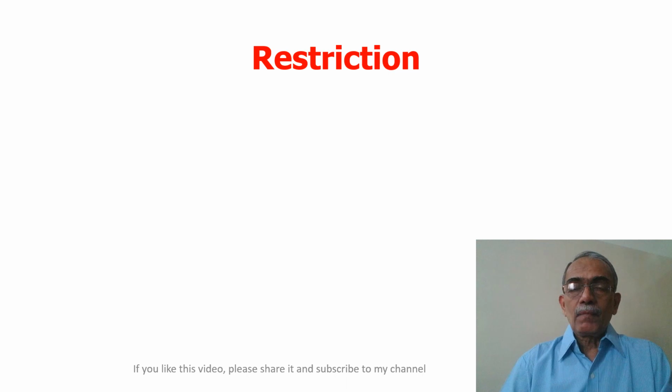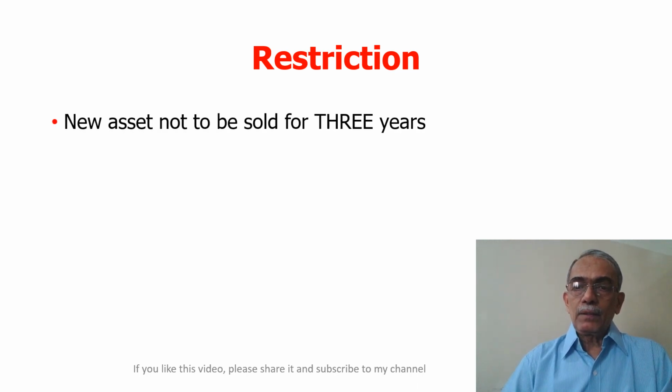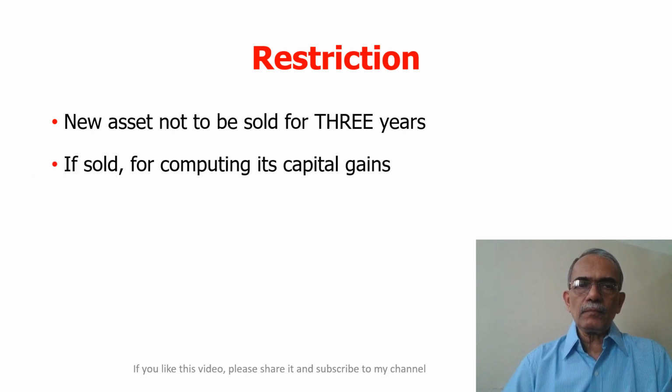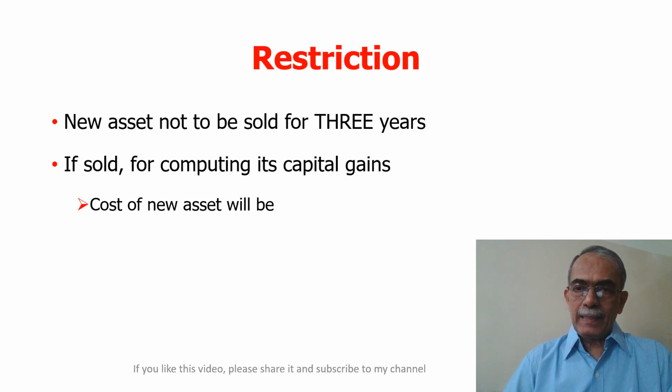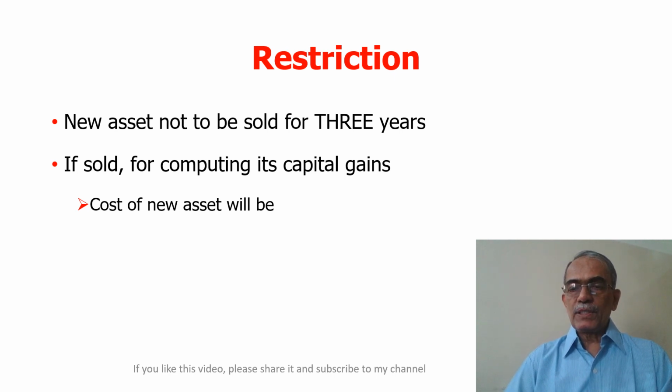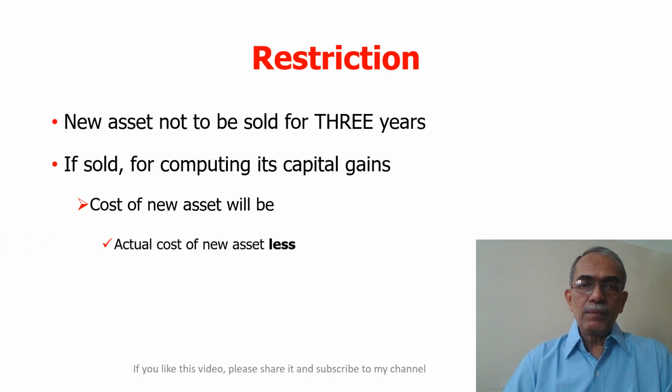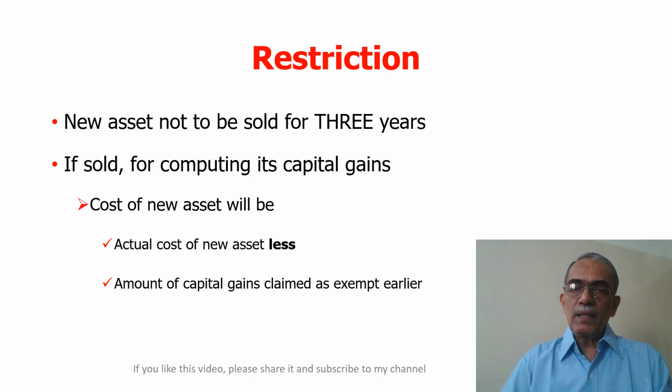However, there is a restriction with regard to claiming the benefit of this exemption. That is, the new house which is acquired should not be sold for a period of 3 years at least. In case the house is sold before this period of 3 years expires, then there is a slight change in the method of computing capital gain of the new house. Generally, capital gain would be computed by taking the sale consideration and reducing the cost of acquisition. And in this case, when the new house is sold within a period of 3 years, the cost of acquisition will be actual cost as reduced by the amount of capital gain that was claimed as exempt earlier.